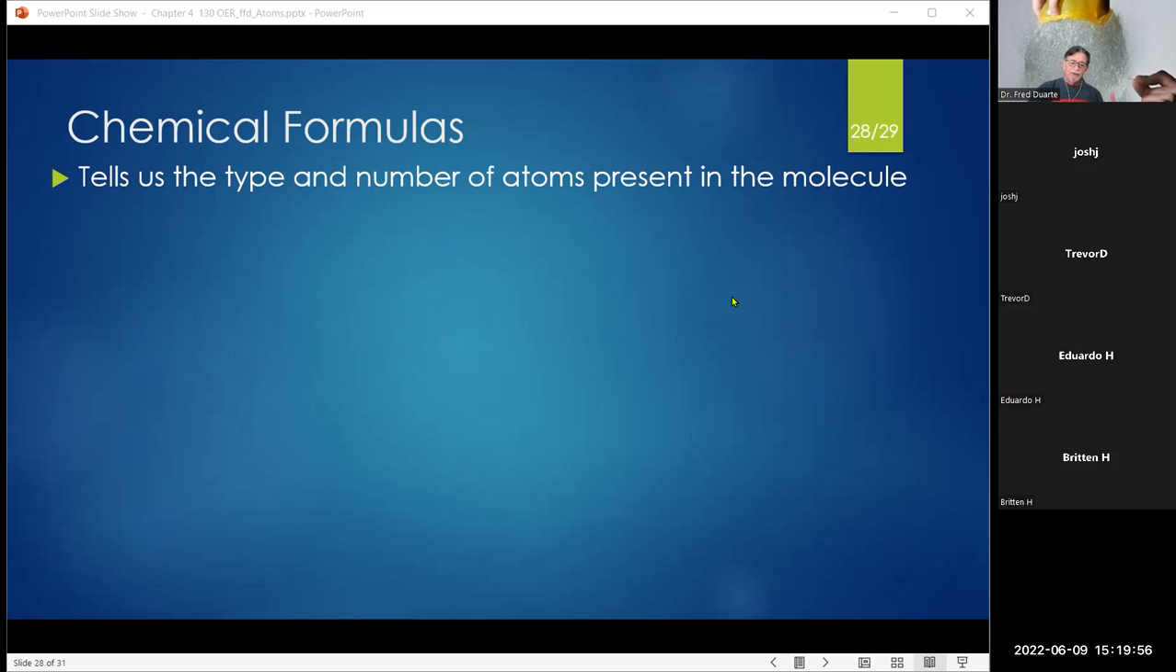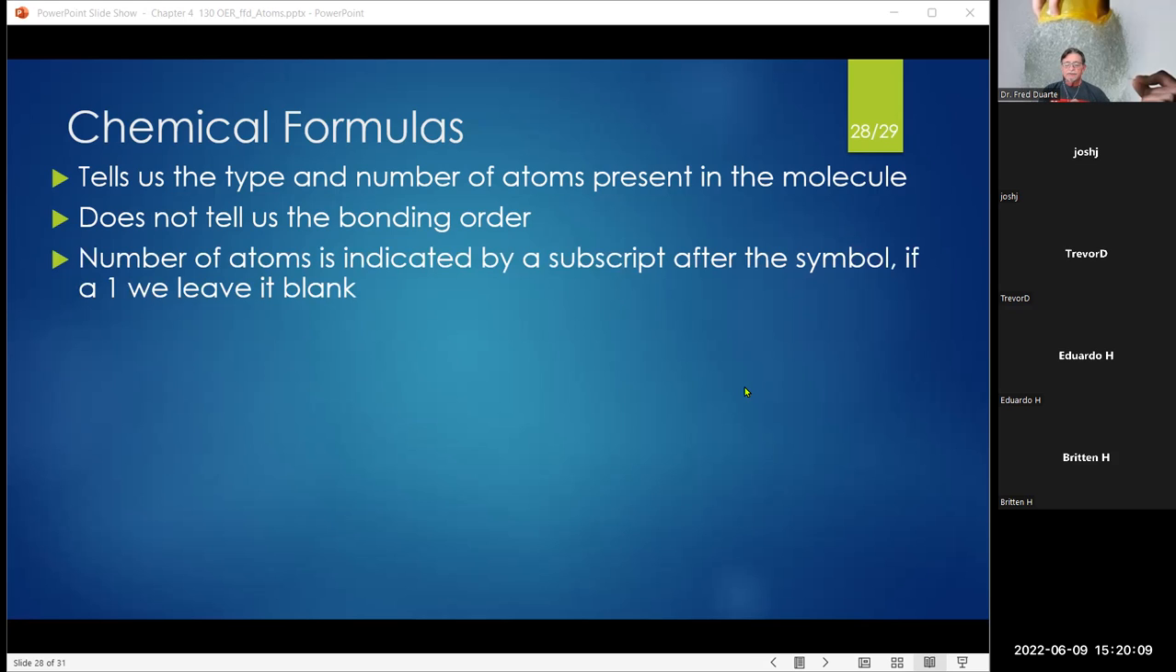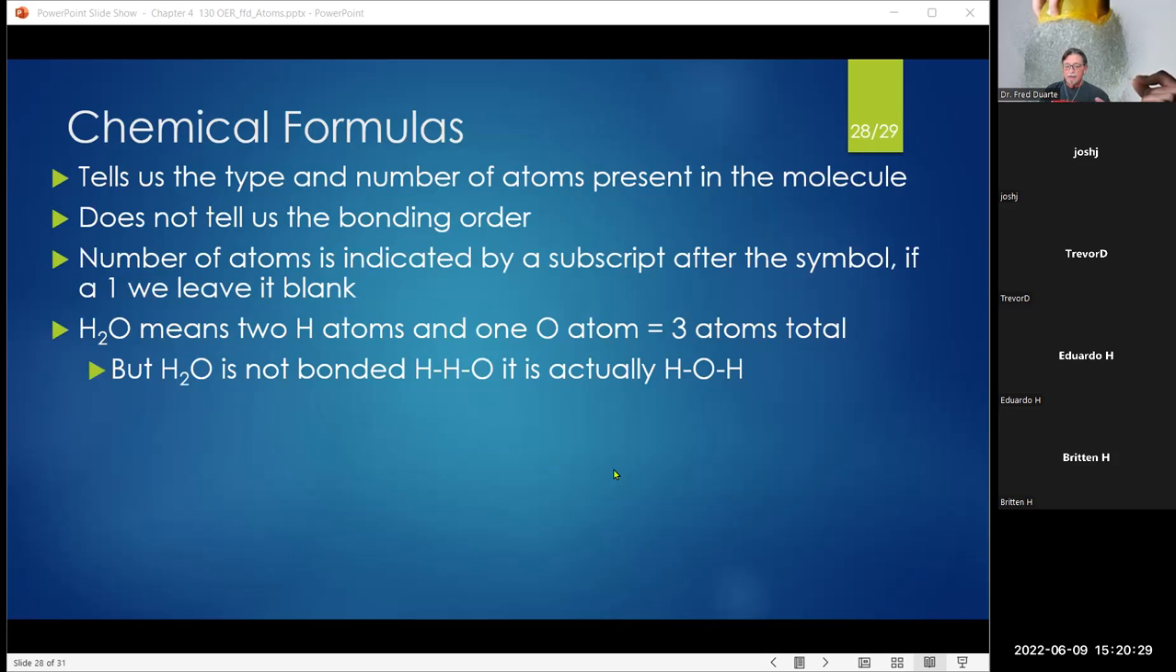All right, chemical formulas. They tell us the type and the number of atoms present in the molecule. Right now, they're not really telling you any type of bonding order. We're going to learn about that. Some of the bonding order is kind of understood, and I'll explain as we get there. If a subscript is blank, it's understood, like in mathematics, to equal 1. So we have here, for example, H2O. It says 2 hydrogens and 1 oxygen, so we have a total of 3 atoms in the molecule of H2O.